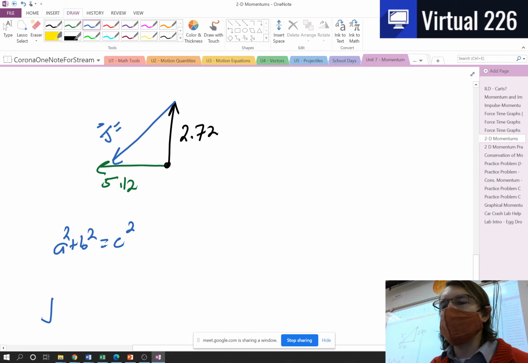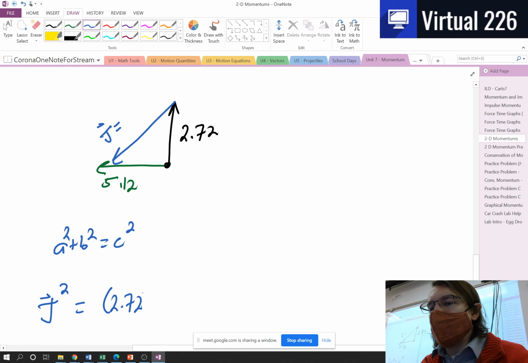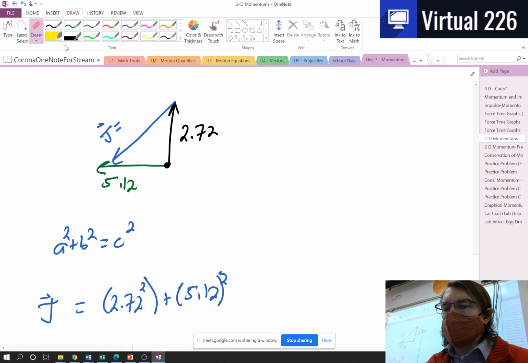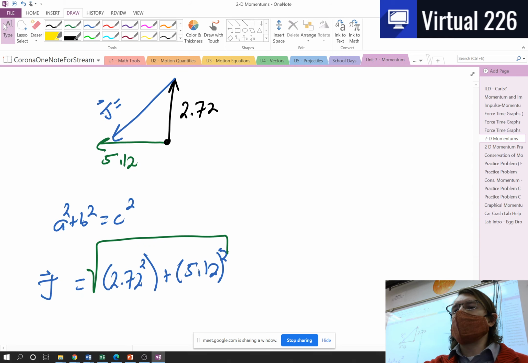we can say that j squared, the hypotenuse squared, is equal to 2.72 squared plus 5.12 squared. And then if we want to get rid of the square here on j, then we'll take the square root of everything. So you want to be a little careful about putting this in your calculator.